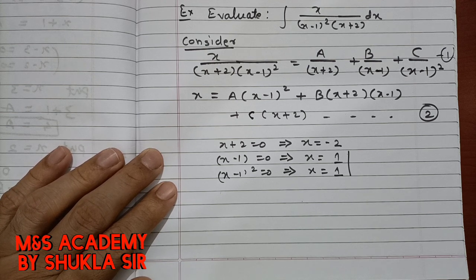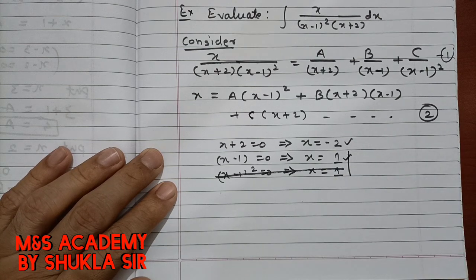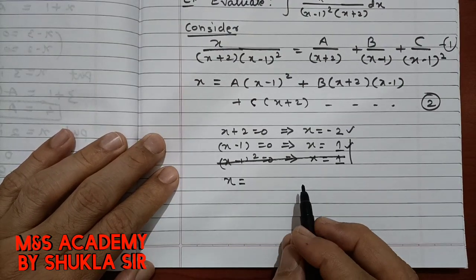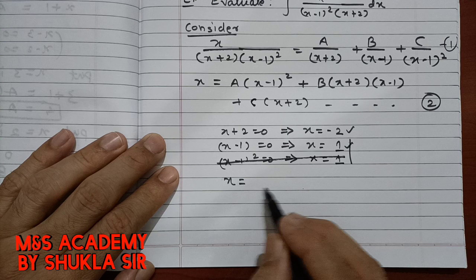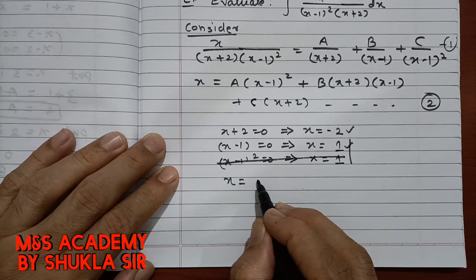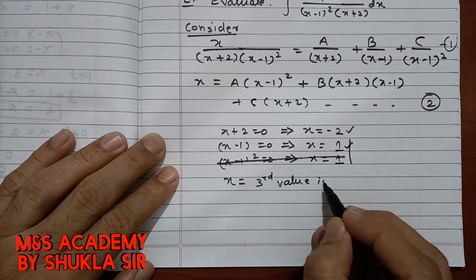So this one is discarded, we can't use this one. But as there are 3 constants, we need 3 values of x to determine those constants. 2 we can take from the factors, but for the third one, in such a case, the third value is our choice.